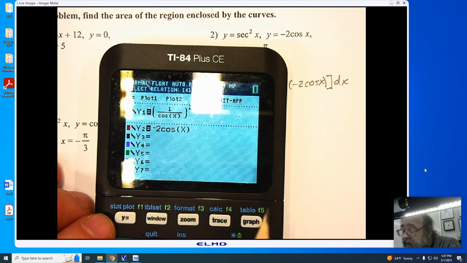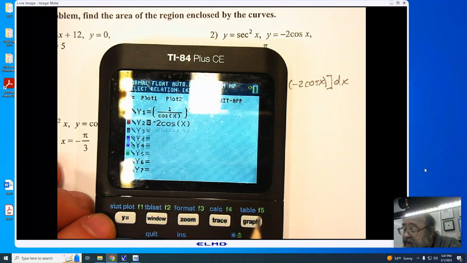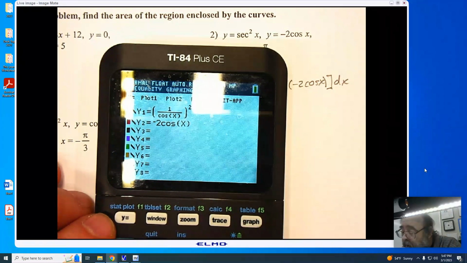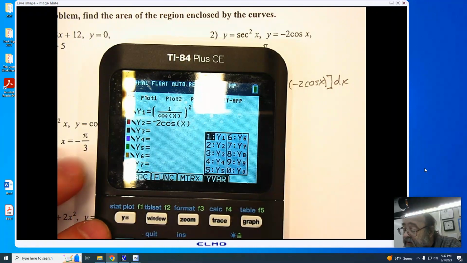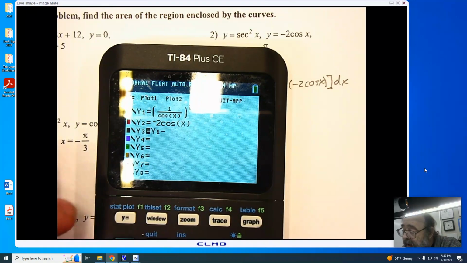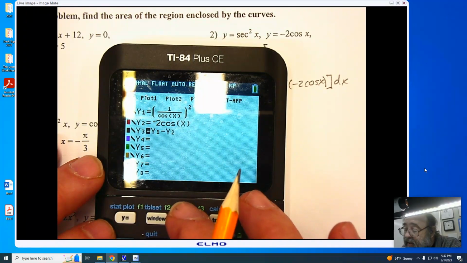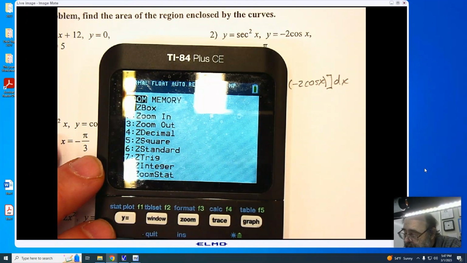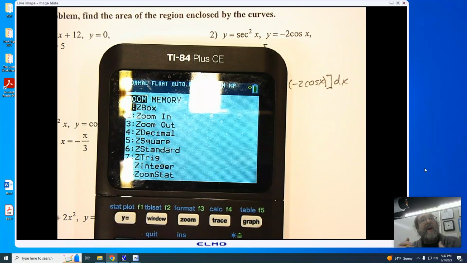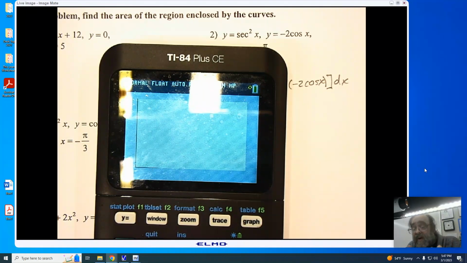Now, another option is to turn off both of these equations and put it in as a whole: the alpha trace of y1 minus the alpha trace of y2. And once again, it's the same window, but we want zoom fit because it's going to alter the graph. Because we've combined it, we're going to see just a single graph.